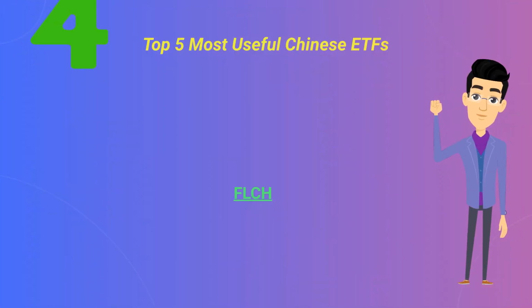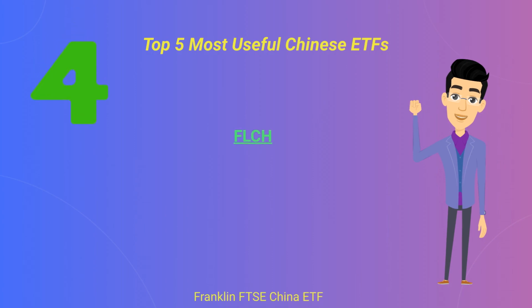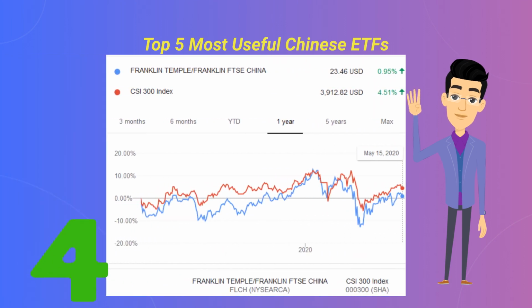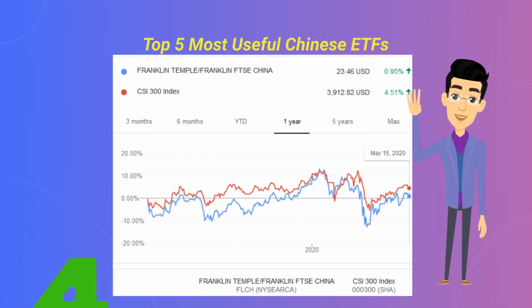Number 4. FLCH. Franklin FTSE China ETF has the lowest expense ratio among all the ETFs and tracks some of the biggest companies in China. Companies like Alibaba and Tencent are the 2 top holdings. Together, they comprise about 32% of the fund.